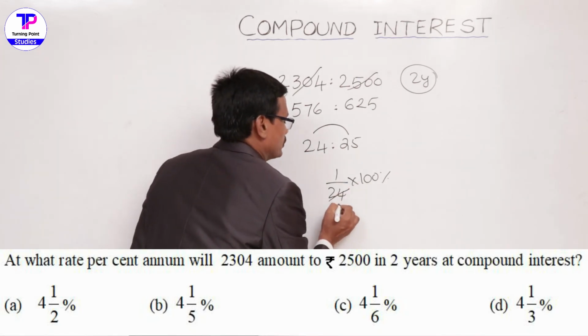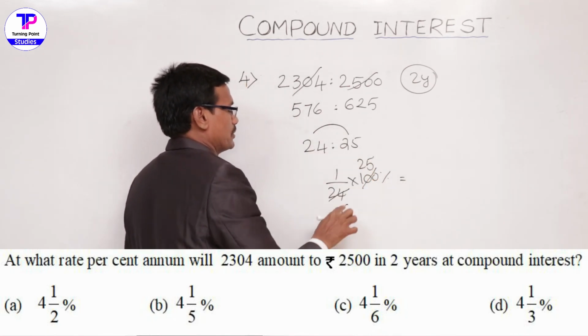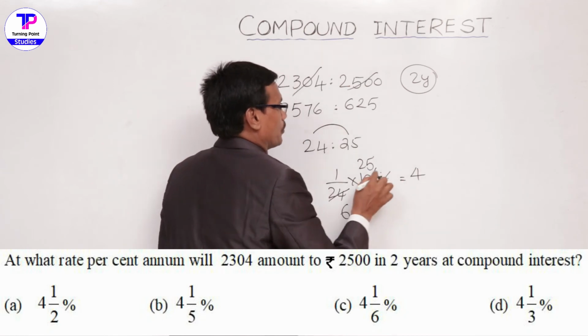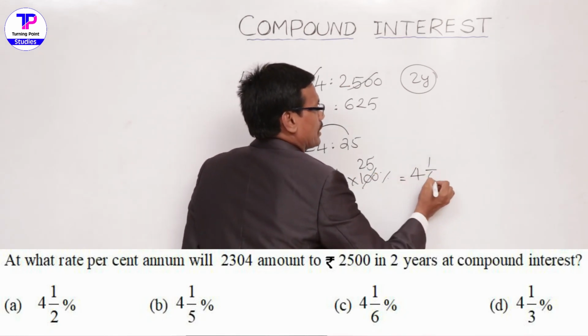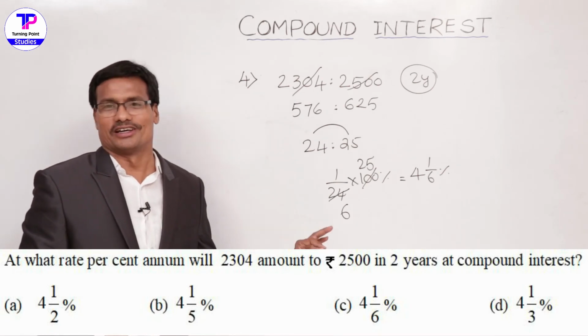So 4 6s are 24, 4 and 25. So this is equal to 25 by 6, means 6 4s are 24. What is the remaining? 1 by 6 percentage. So R is equal to 4 1 by 6 percentage.